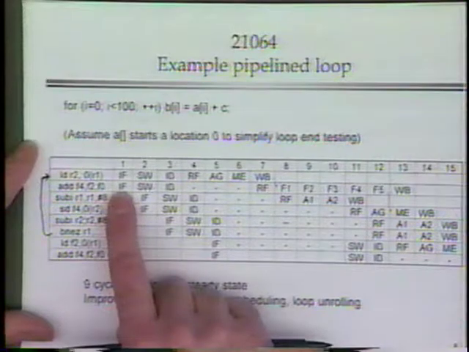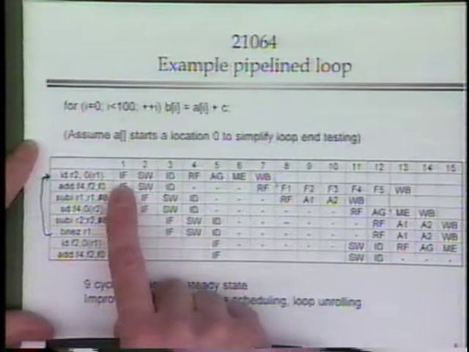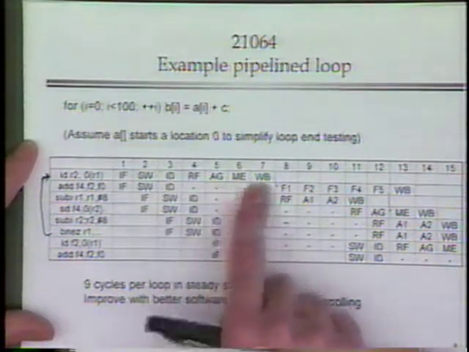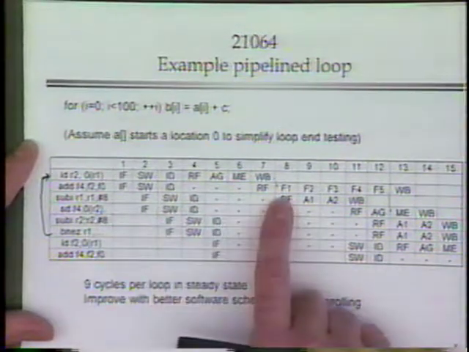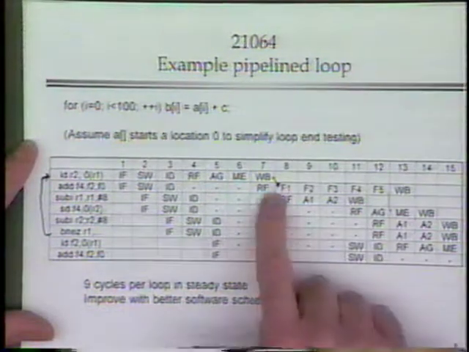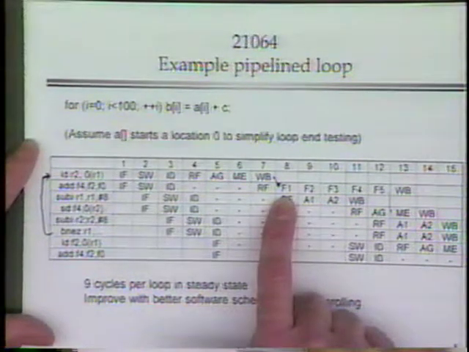Well, the first two instructions we can issue simultaneously. They go to the load store unit and the add unit. The load proceeds through decode, register fetch, address generate, memory, and write back. The add needs to stall because it has to forward the result of the load instruction to the first stage in the floating point pipeline.